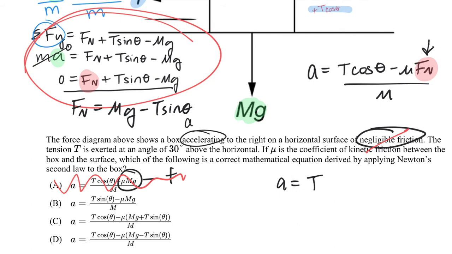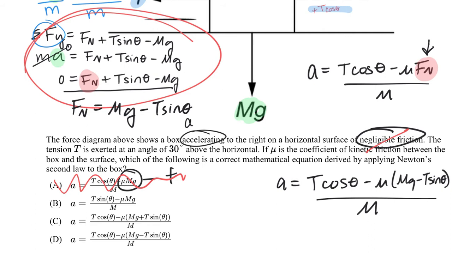Acceleration equals T cosine theta minus mu times (mg minus T sine theta), all over m. So let's see if anything matches that. And oh look, it's D. D is the correct answer.